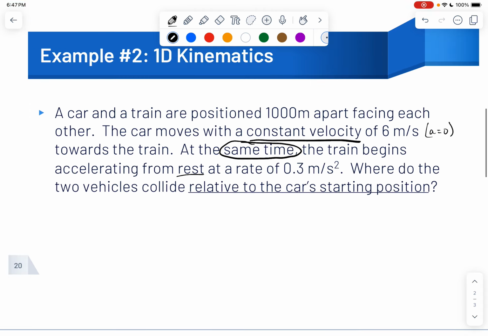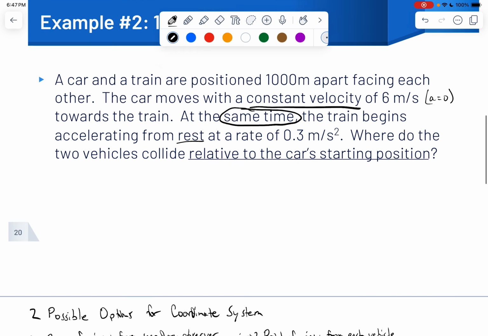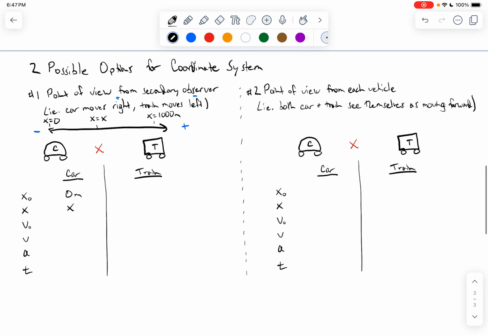If we want to find the initial velocity of the car, we're told that the car is moving at a constant velocity of 6 meters per second. So constant velocity means that both the initial and the final are going to be 6 meters per second. Obviously giving us an acceleration of 0 meters per second squared. If we then think about the train, the train is going to have a starting position of 1,000 meters. And since it collides with the car, it's going to be the exact same position as the car, so it's also going to end up at a position along our number line of X.